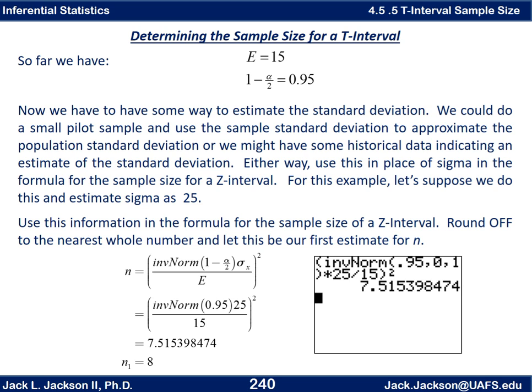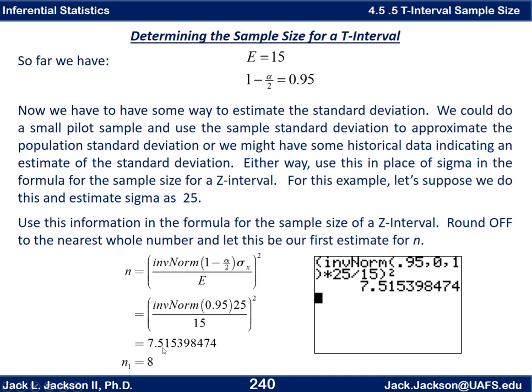Now, we don't know sigma. If we did, we would be doing the z-interval, and that would be it. But we have some estimate, and maybe that's from a pilot sample. We put that in as 25. Our margin of error we're willing to work with is 15, and our 1 minus alpha over 2 level is 0.95, and then square that. So you can see it typed in a calculator: parentheses, inverse norm, 0.95, close parentheses, times 25 divided by 15, close parentheses, square it.